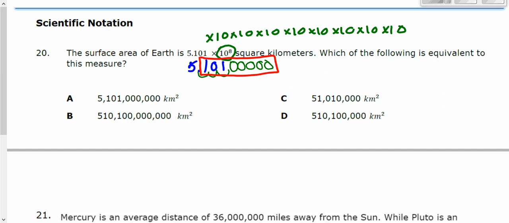So I know I've moved it correctly, then I'm going to rewrite it and place my commas where they belong, and then find my answer. So this is 510,100,000, which matches D.